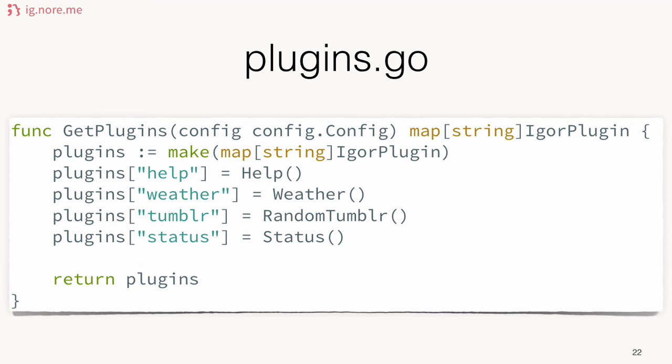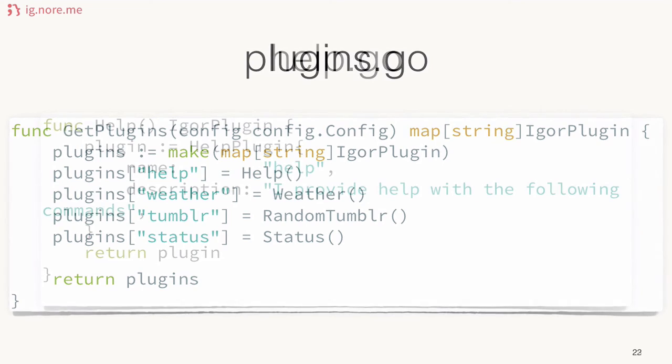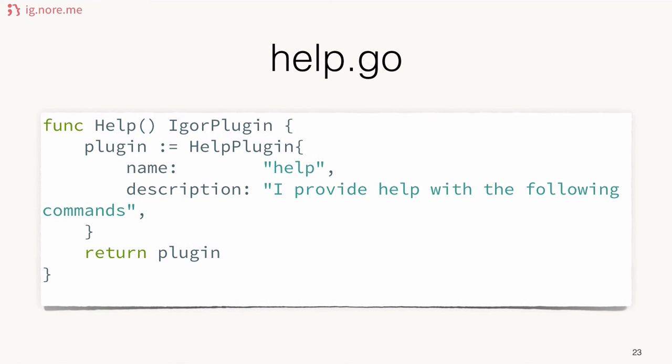Actually looking at the help function to initiate the help plugin shows you that it really is just, well, it doesn't do much. It instantiates a struct called help plugin and returns that.